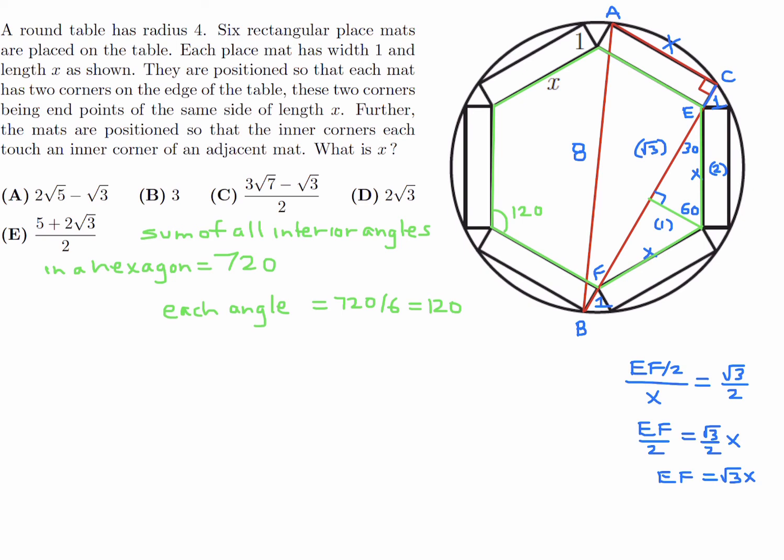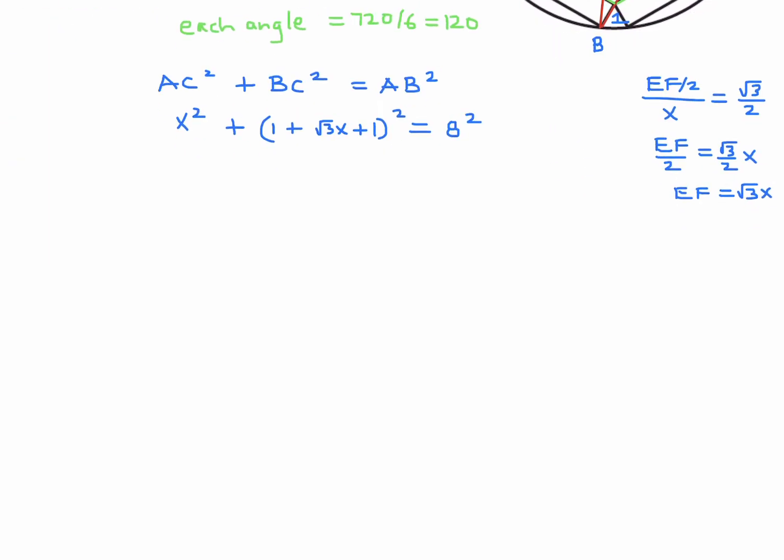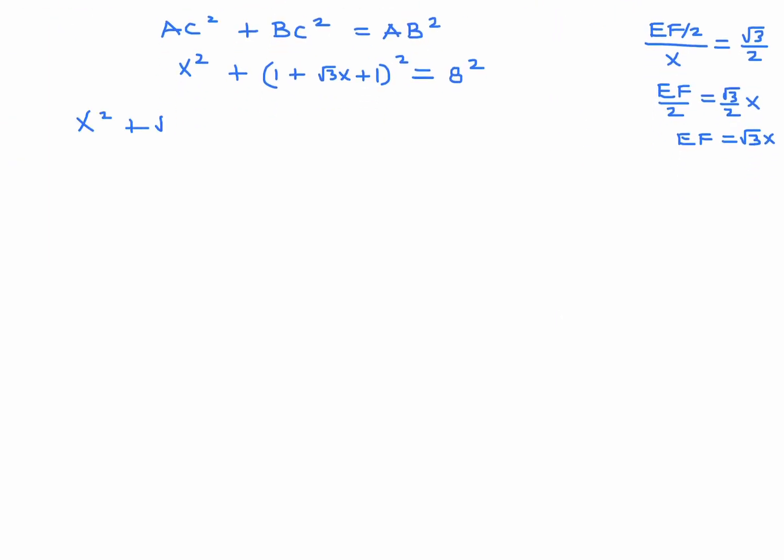All right, so now we have to basically do the Pythagorean relationship on this big triangle right here. Okay, so we've got AC squared plus BC squared is equal to AB squared. AC is just x. BC is this whole distance from there to there. And that's going to be 1 plus EF, which is root 3 x, plus 1, right? This one plus EF plus this one. And that's all squared. And then AB squared is 8 squared. Right, so this is the equation we have to solve for x. So here we go, x squared plus root 3 x plus 2 all squared is equal to 64.